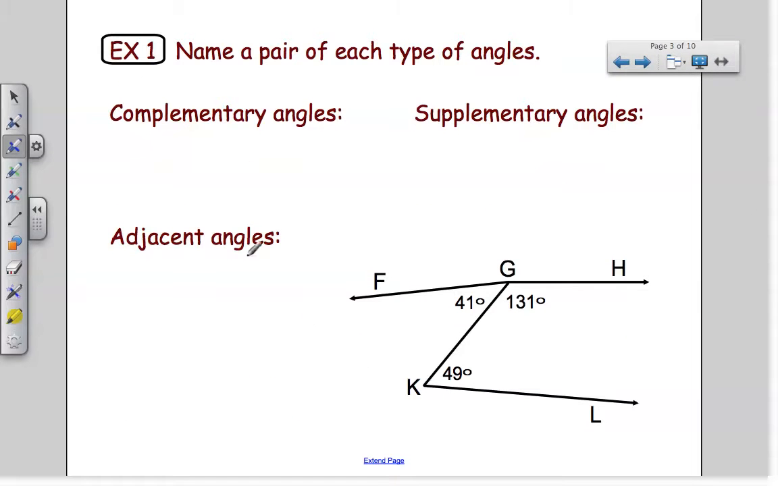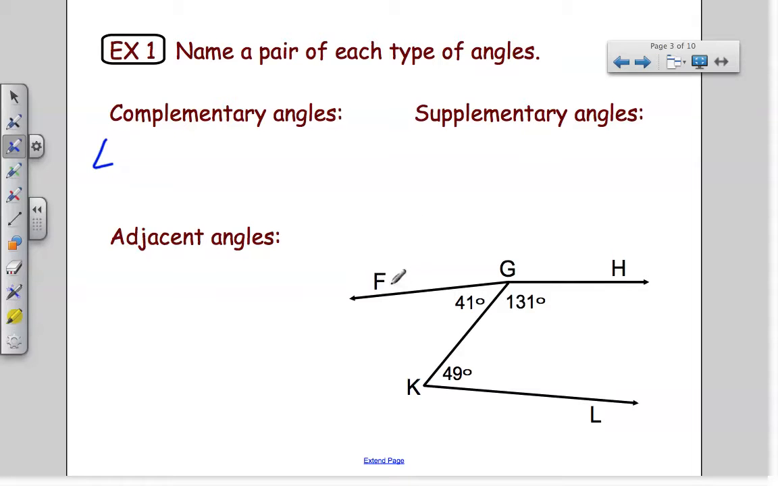Oh, sorry, one more example. First, an example where we have to name a pair of each type of angles. Can you find a pair of complementary angles? Complementary angles have to add to 90 degrees. Take a look in the picture here. Can we find two angles that add up to 90? Well, how about 41 and 49? So I just have to name those angles. I can't just say angle G here.